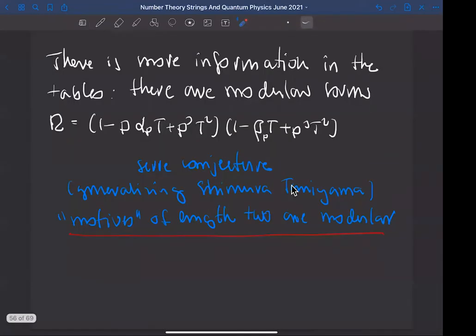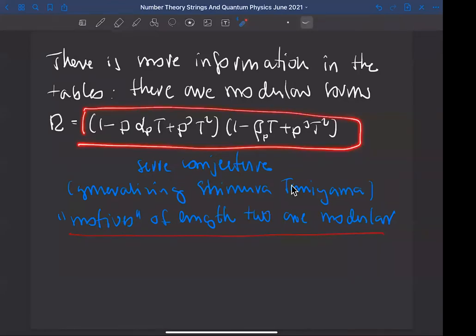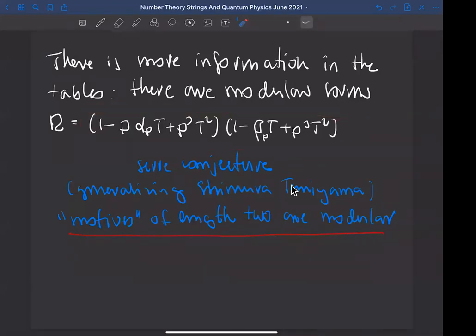But you see, in these factorizations, there is more information, right? But there is the Serre conjecture, related, that generalizes the Shimura-Taniyama conjectures, that says that motives, I won't get into what this means, but we have these factors of degree four, degree two, must be modular. So as I just said, these alphas and betas must be modular.